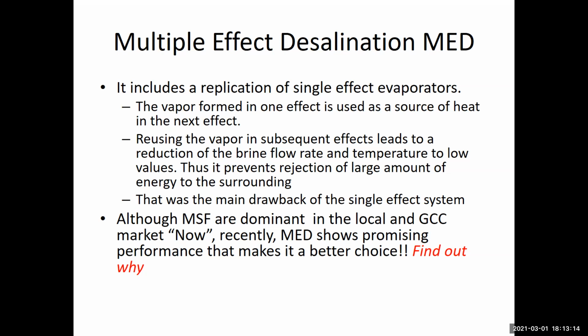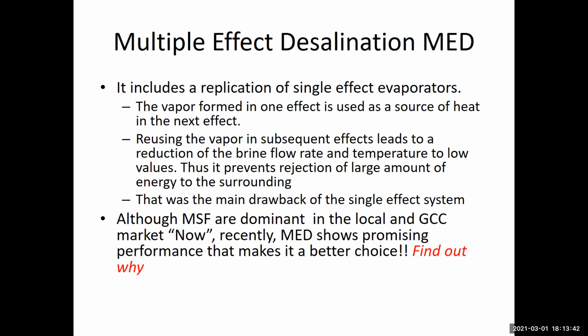So we have to limit it with a maximum temperature of 65, and the bottom temperature should be a little bit higher than the seawater temperature. If the seawater's temperature is at 30, then you make your bottom temperature 40. So the flashing range, the range of temperature from the highest top brine temperature to the lowest bottom brine temperature, is from 65 to 40.